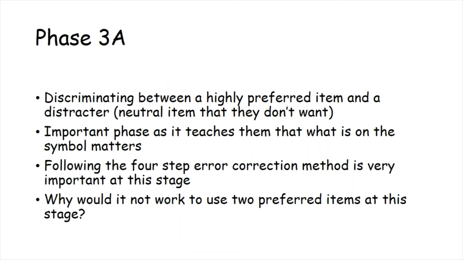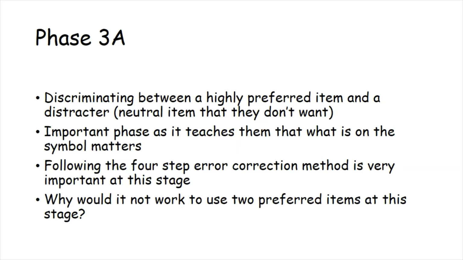So phase 3 is split into 2. Phase 3A is discriminating between a highly preferred item and a distractor. So something that is neutral, that they don't really want, they're not interested in. The way I describe this is, if you give me a choice between chocolate and cake, if I can have both, it's a bonus. If I can only choose one, it doesn't really matter which one because they're both nice.